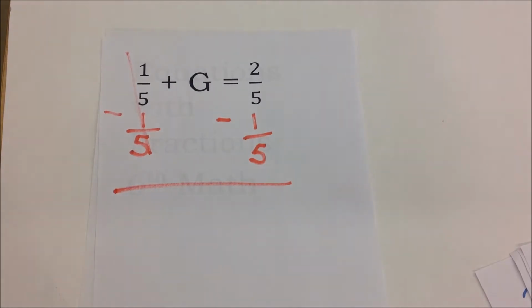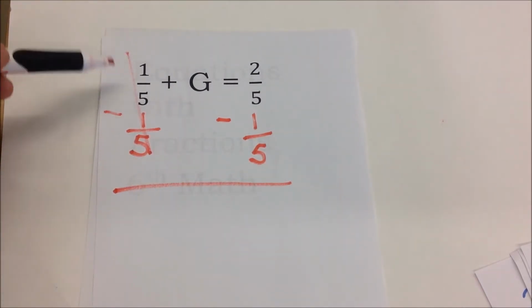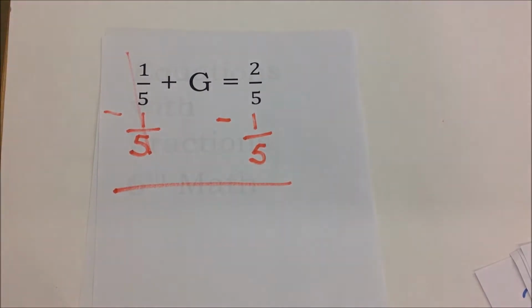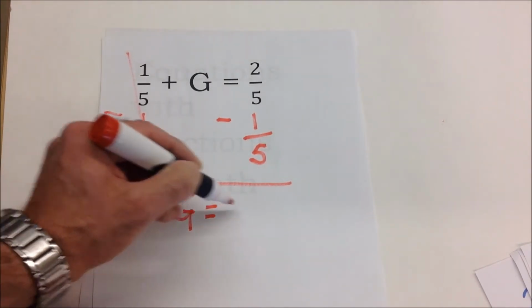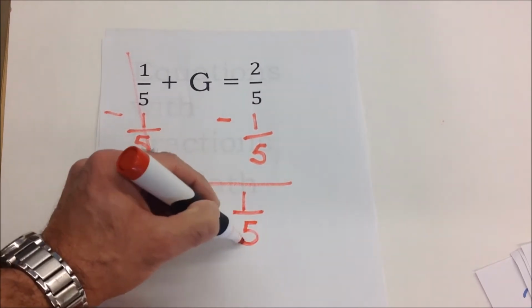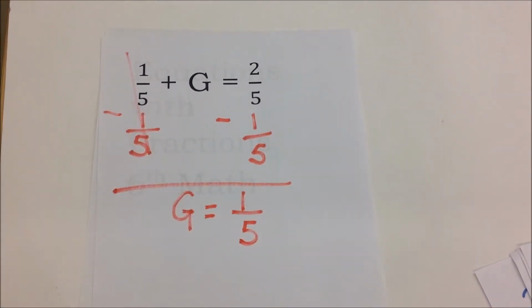Okay? Again, I'm minusing because there was a positive sign here. When you don't see a sign, it's positive. Okay? So now we have g is going to equal 1/5. Right? And let's check. What's 1/5 plus 1/5? 2/5. So that's how we do it with fractions.